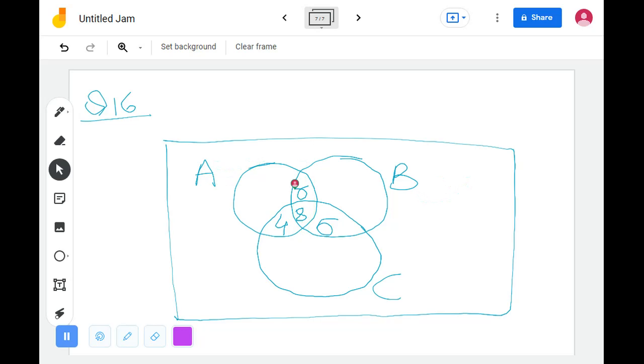Okay. Now what do we do with what we know? 29 people like product C. So we add all these, 6, 8 and 4, so we get 18. Now 29 minus 18, what we get is 11.